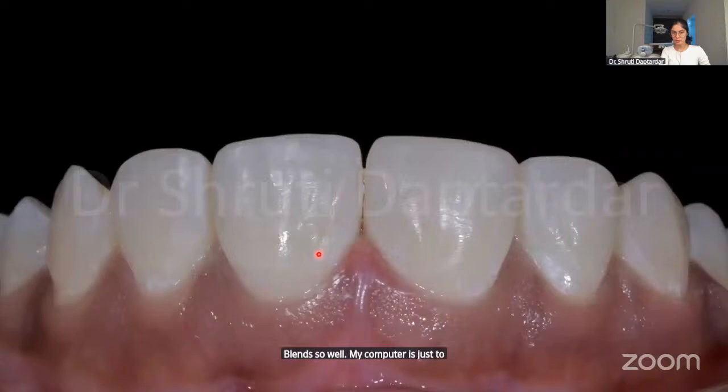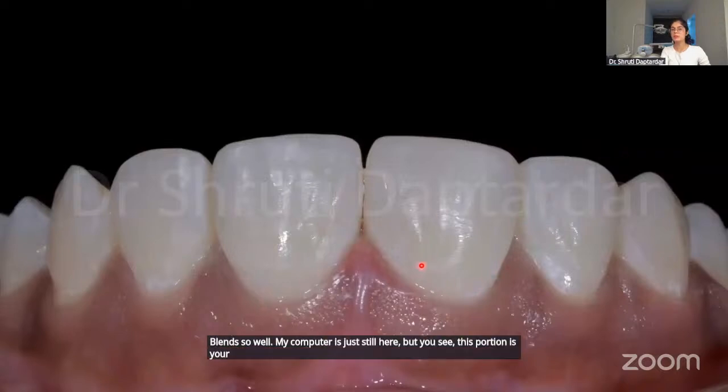What you see in this portion is your natural tooth, but it is blending so well that I don't even need to give a composite veneer. All I can do is just a partial composite restoration, blend it very nicely, and polish it very nicely.